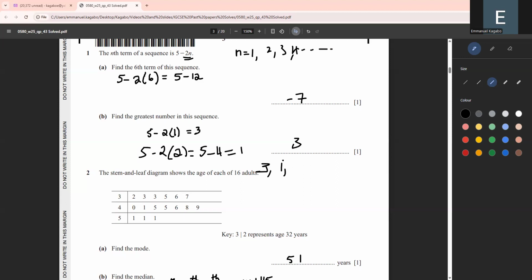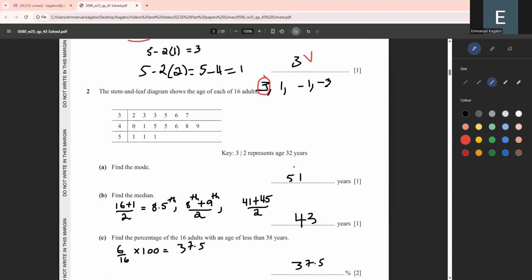That's easy. 1 minus 2, it will give me negative 1. Do you get that? Then negative 3. So your sequence is decreasing. So if it's decreasing, the biggest number or the greatest number will be that. And that's the one they were asking you. So the answer is positive 3. I hope you have understood that.